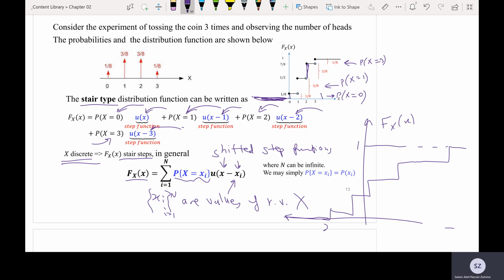x1, x2, x3, x4. The random variable can take values according to the definition, like we said, for example passing or failing an exam. X could be minus 1 or 1. It's like a coin toss. So this is the general shape of f(x) of x.